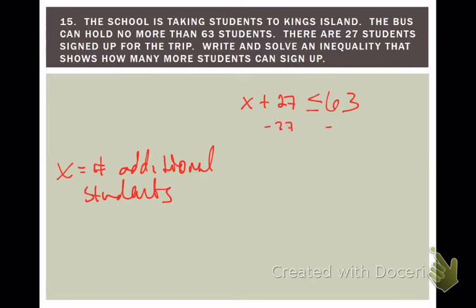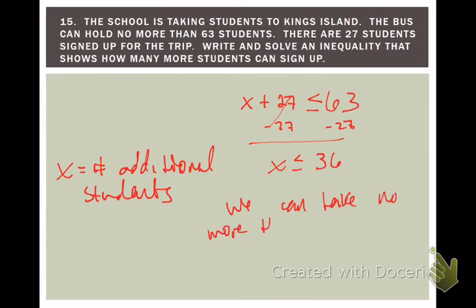So by the time we're done subtracting 27, right, x is less than or equal to 36, which means we can take no more than 36 additional students.